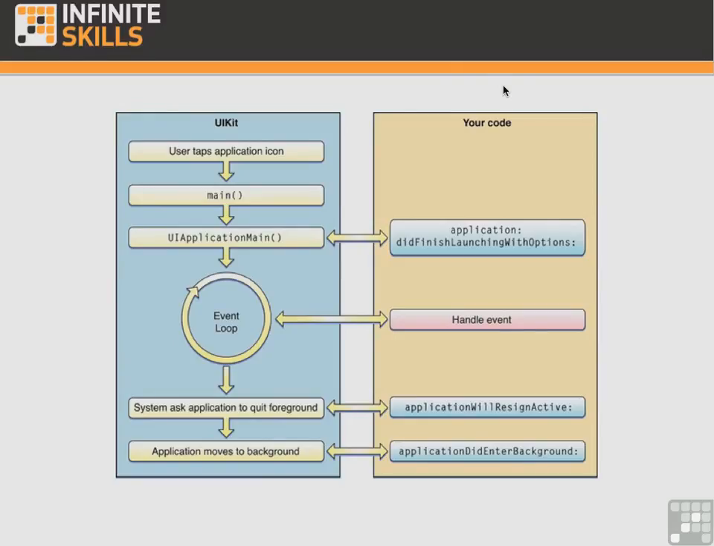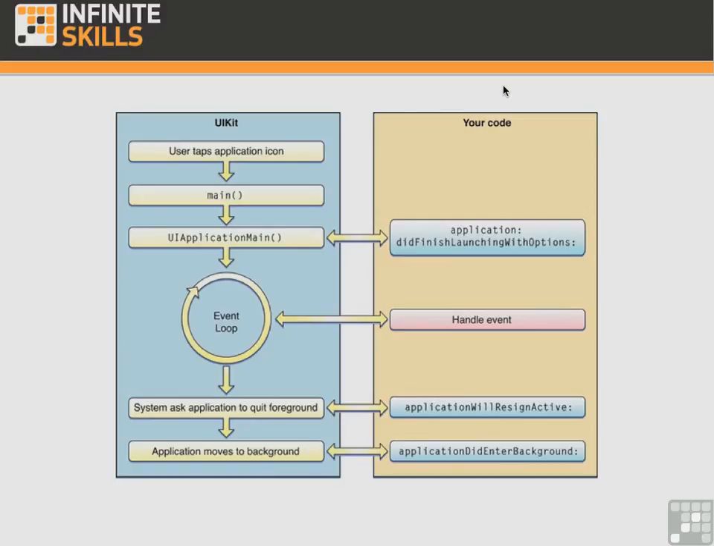Now we would normally use the application did enter background method to release shared resources, to save user data, to invalidate timers, and to store enough information to be able to restore the app to its current state later when it comes into the foreground again. And we're going to actually do that to invalidate our timers.